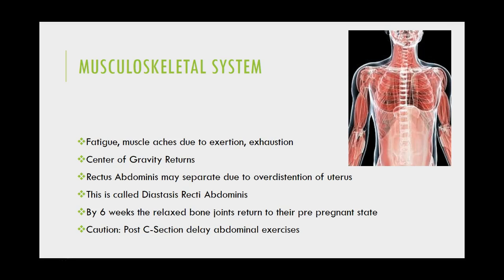Rectus abdominis may separate due to an overdistension of the uterus, and we saw a picture of that earlier. That's what's called the diastasis recti abdominis. By 6 weeks, the relaxed bone joints in mom should return to their pre-pregnant state. But with C-section moms, we want to ensure that they delay any type of abdominal exercises because we do not want them to end up with a dehiscence of their wound.